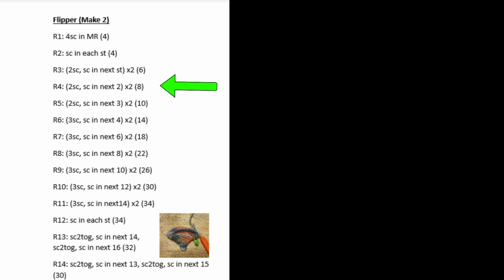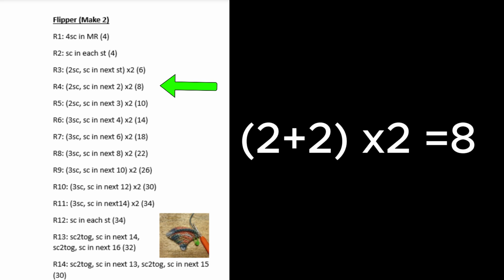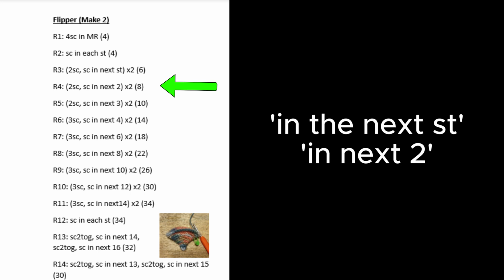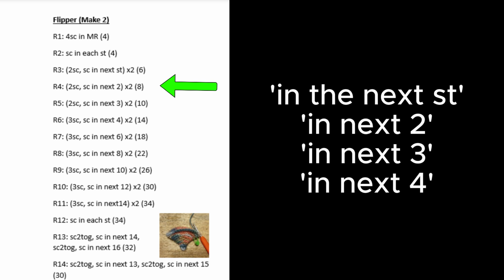For the fourth row we're going to do 2 single crochets into one stitch and then single crochet in the next 2, and we're going to do that twice. I like to write in the next stitch or the next 2 or the next 3 or the next 4, just for clarity for the people reading my pattern.